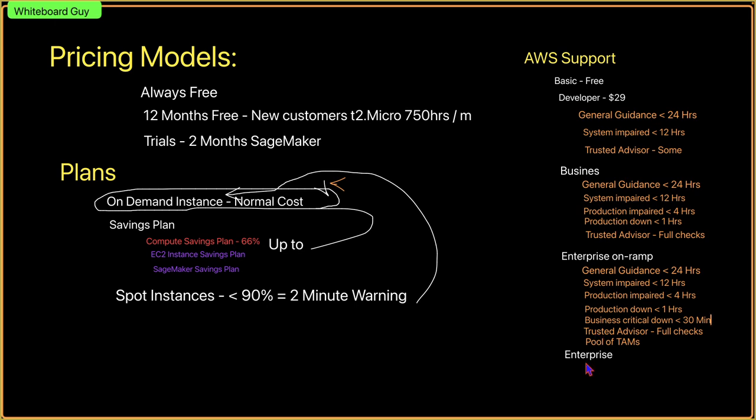So the very same exists with your enterprise as well. But what you'll get with enterprise though is that TAM. Now you get a designated TAM instead of a pool of TAMs that will attend to you. There is a designated TAM that is assigned to your environment.